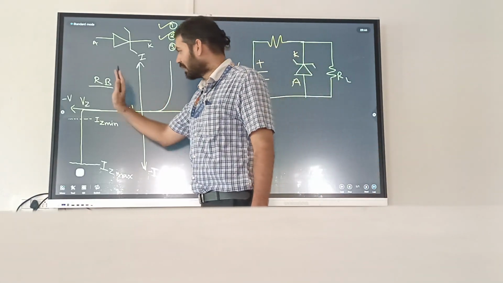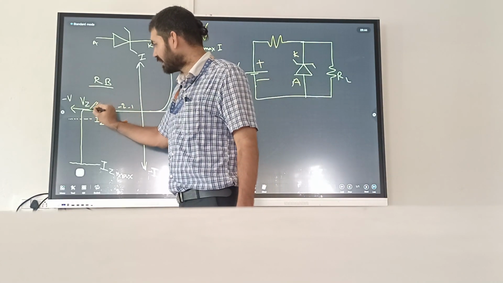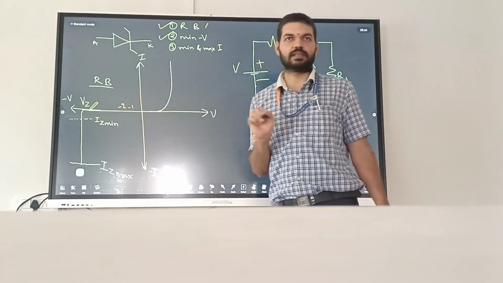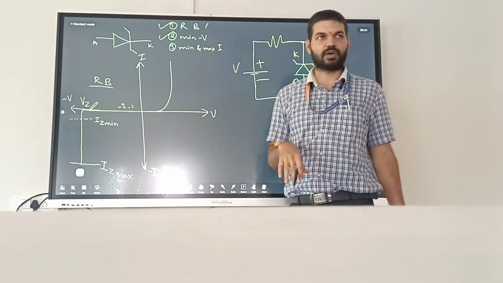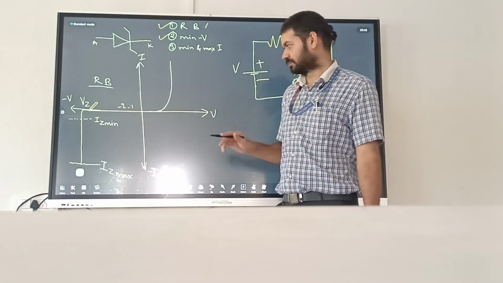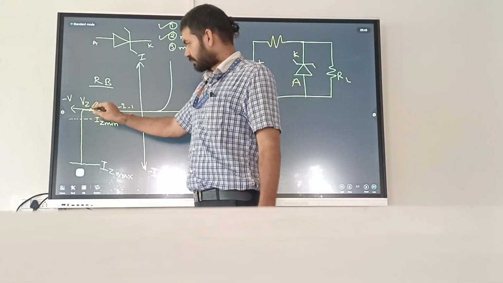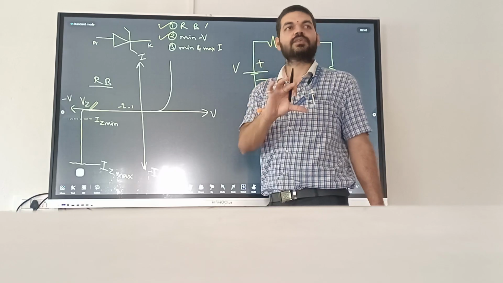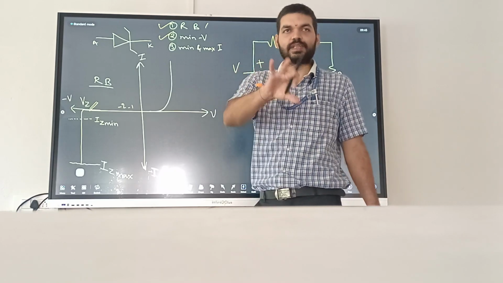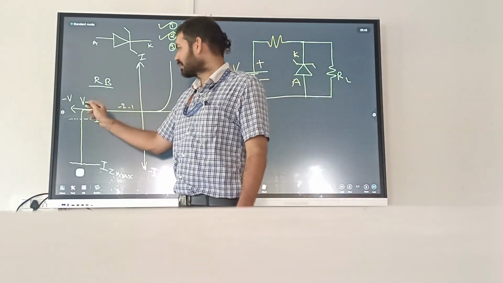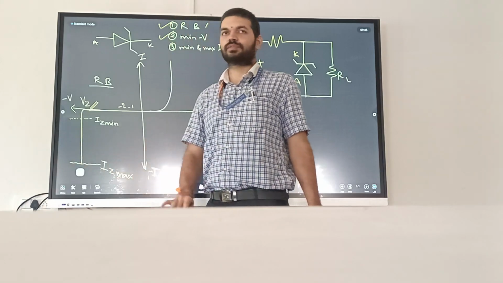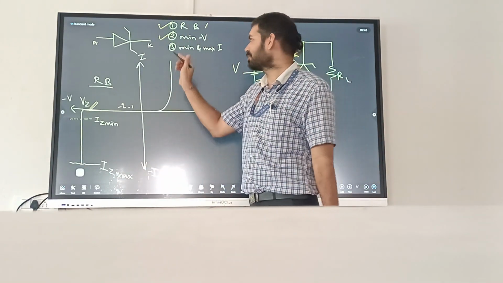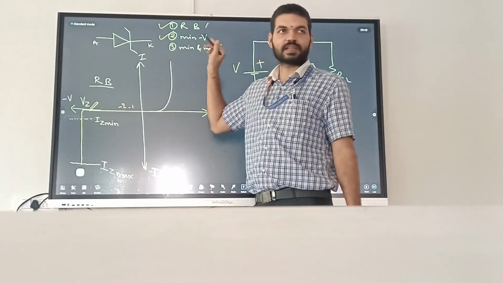There is some minimum voltage specified, Vz. We call it Vz, or it's called the breakdown voltage. That voltage should be applied, minimum that voltage should be applied. If you apply more than that, no problem. If you apply more than Vz, not an issue. But minimum that much should be applied. So this is the second criteria.